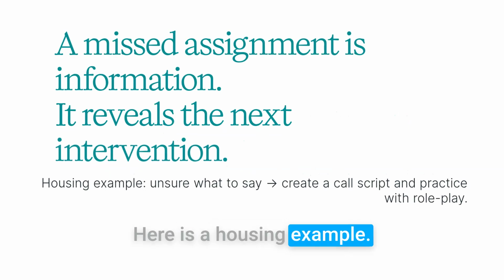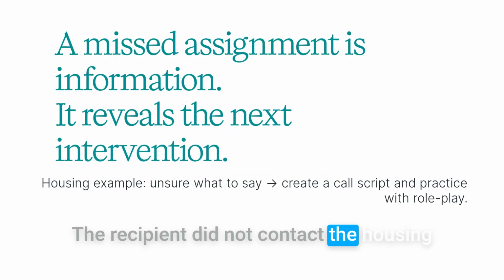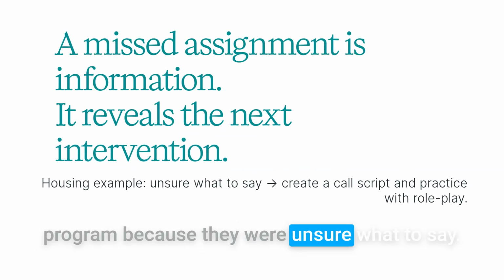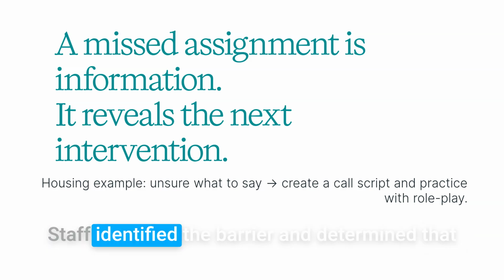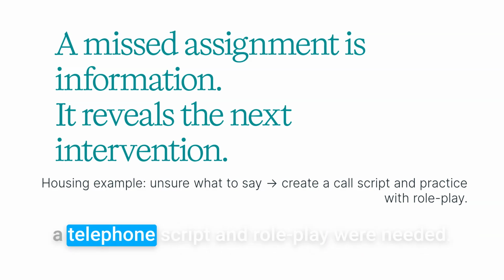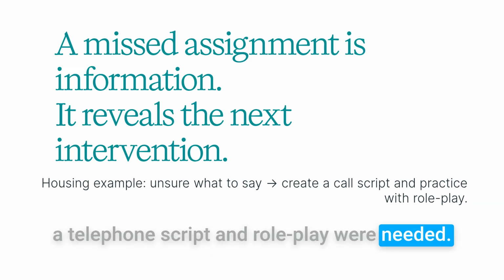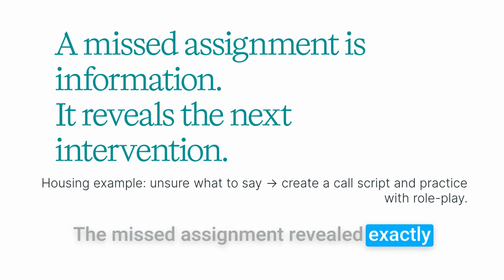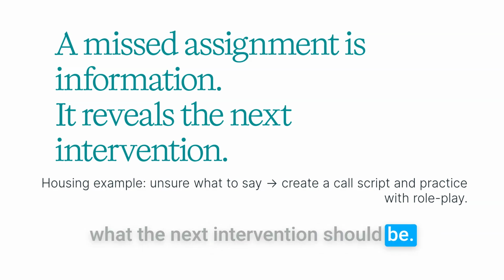Here is a housing example. The recipient did not contact the housing program because they were unsure what to say. Staff identified the barrier and determined that a telephone script and role play were needed. The missed assignment revealed exactly what the next intervention should be.